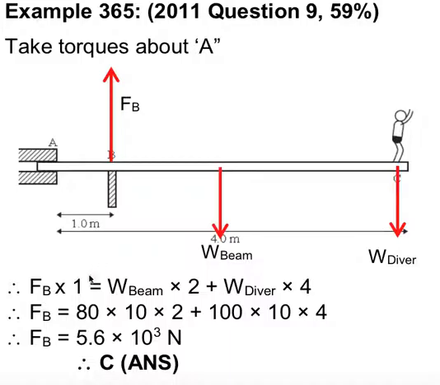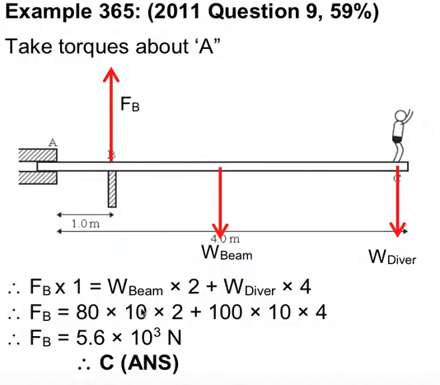Okay, so in this case, he's written this equation here. The force FB, which is the force you're looking for, the normal reaction from this point, times the distance from point A, which is 1 meter, is equal to the sum of the torque in the opposite direction. That is, the weight force of the beam times 2 meters, which is the distance to point A, plus the weight force of the diver times 4 meters, which is how far the diver is away from point A.